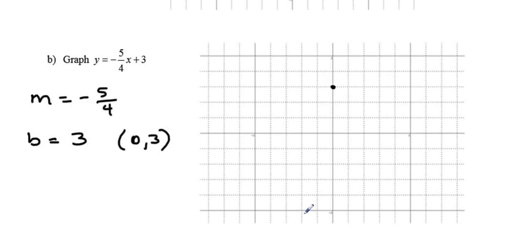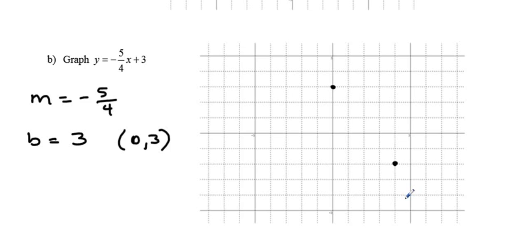And now from there, I am going to apply my slope. So my rise was minus 5. That means I'm actually going down 5. So 1, 2, 3, 4, 5. And then I'm going to apply the 4. And that's positive, so I'm going right 1, 2, 3, 4. And now I know that if I join these 2 points, I should have a slope that's negative. And it does look like that line would be sloping negatively.